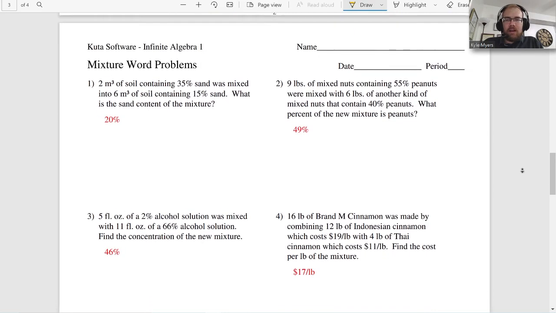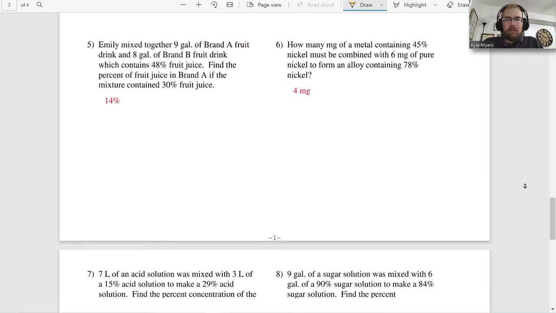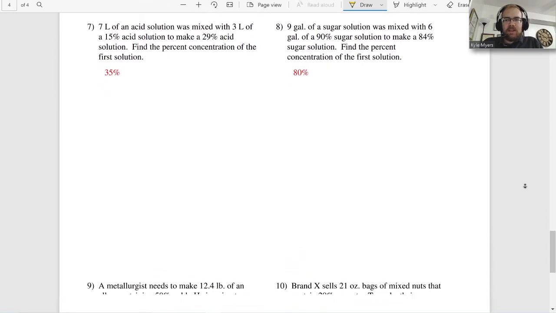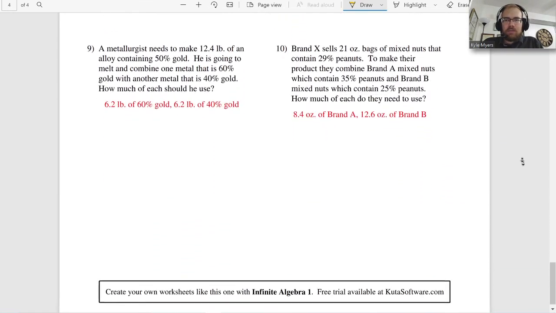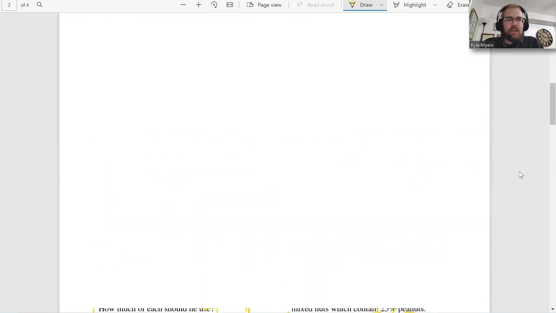20%, 49, 46, $17 per pound, 14%, 4 milligrams, 35%, 80%, 6.2 pounds of each. So we got 6.2 pounds, it was the same. 8.4, 12.6 ounces. And there you go. So there's the answers to that.